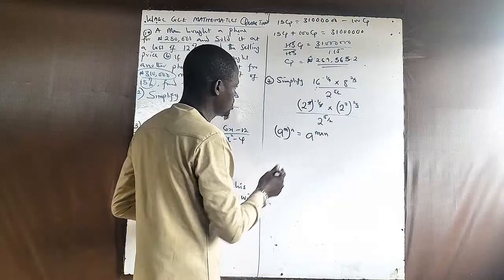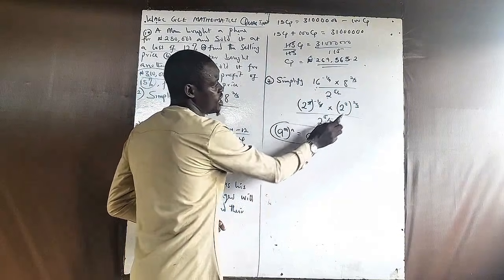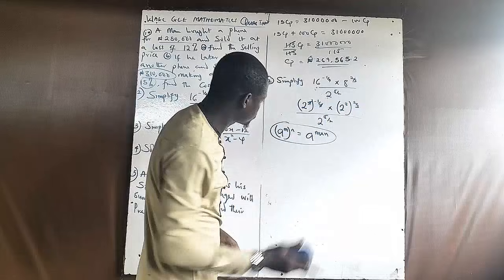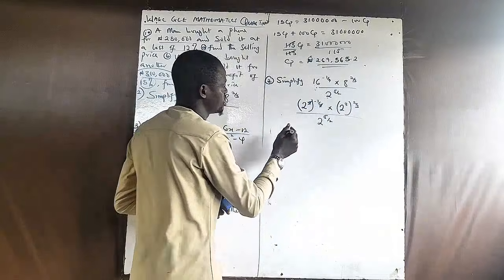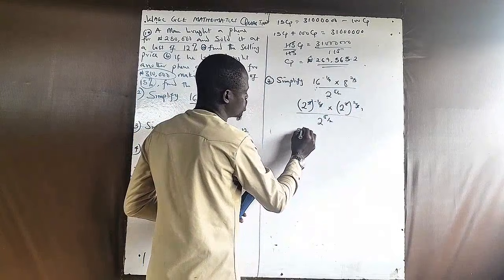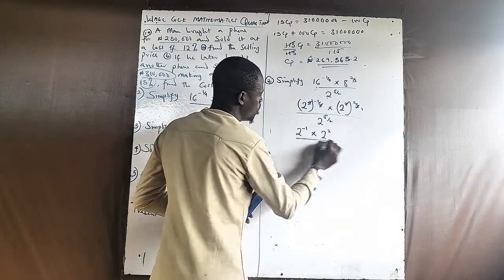So the rule of indices still holds here: this times this, likewise this times this. So in that case, I'll be having this. The 3 cancels 3 here. What will I be left with? I'll be left with 2 raised power minus 1 here, multiplied by 2 raised power 2, all over 2 raised power 5 over 2.